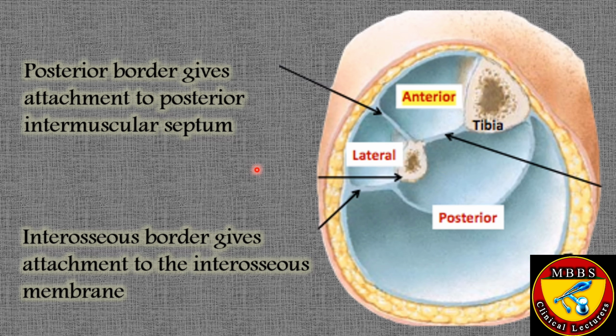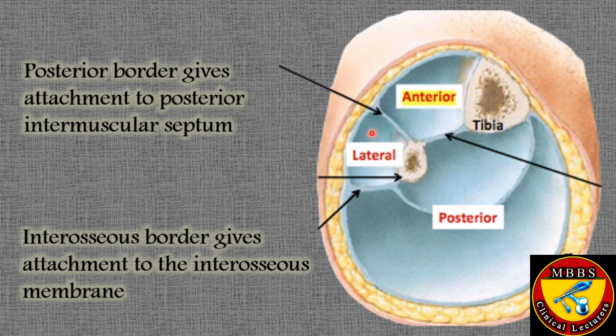Now the anterior border gives attachment, which is not written over here. This is the anterior border which gives origin to the anterior intermuscular septum. So this is the anterior intermuscular septum which separates the anterior compartment from the lateral compartment.